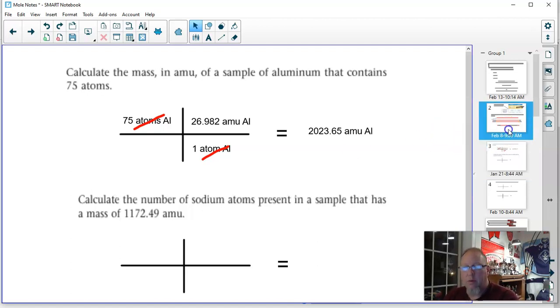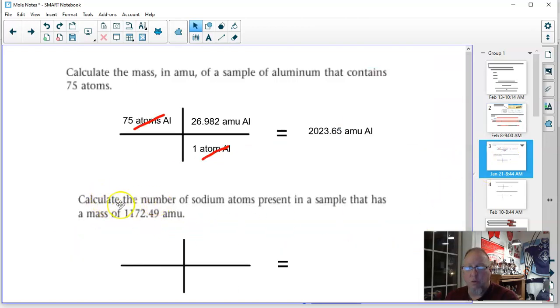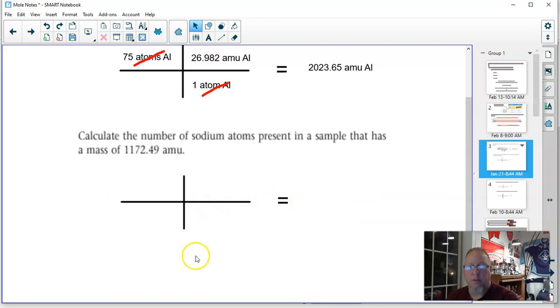So that's problem number 1. And to do problem number 1, I did use this first conversion factor that says an atom of an element is the mass from the periodic table in AMUs. Problem number 2 in my notes is just like number 6 on your homework. So this sample problem would help you do question 6 when you're going through and doing it.